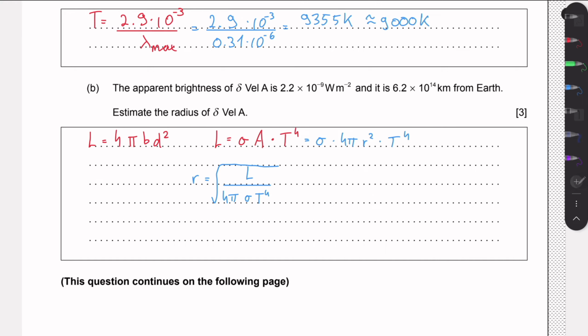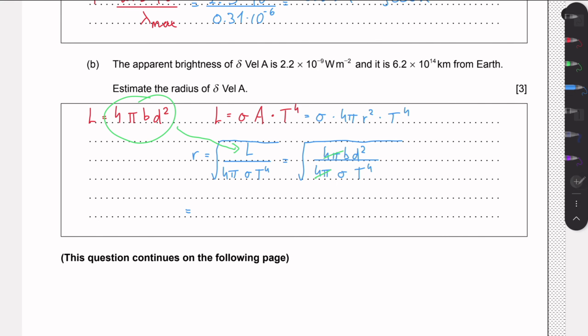We can calculate this L value from this formula, and we can just plug this in here. So we'll find the equation: the square root of 4 pi B D squared divided by 4 pi sigma T to the fourth. The 4 pi's cancel out, and we just need to plug in all of our values. Apparent brightness was 2.2 times 10 to the minus 9 times the distance squared, so 6.2 times 10 to the 17. It's important here that we work in meters if we want the radius also in meters.